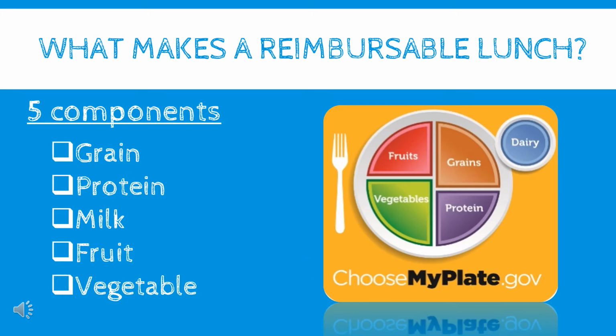What makes a reimbursable lunch? The National School Lunch Program Meal Guidelines follow MyPlate. There are 5 components that are required for a reimbursable lunch. They are grain, protein, milk, fruit, and vegetable.